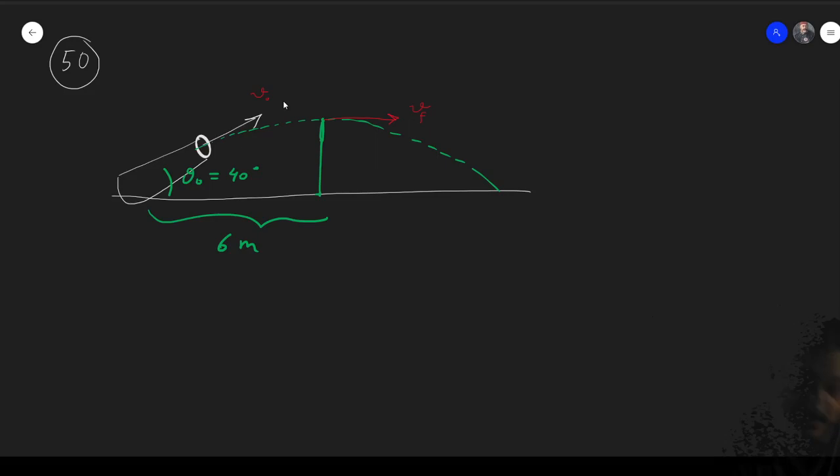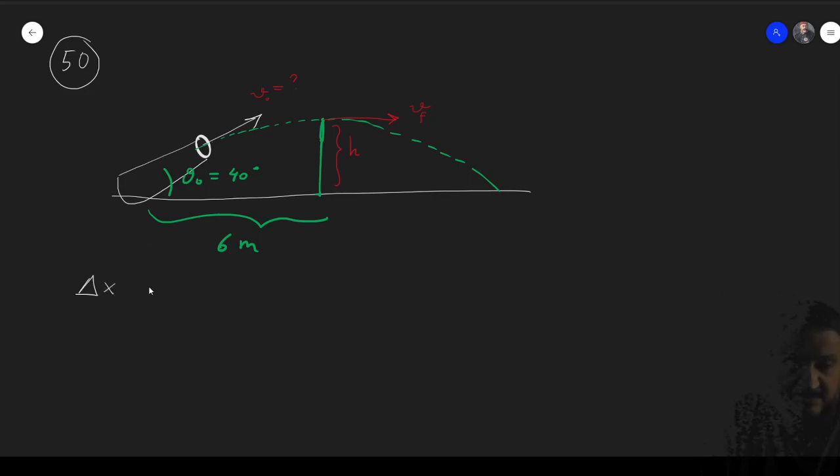That's when theta naught is 40 degrees. What is the muzzle speed of the cannon and how high is the net? So find the muzzle speed and find this height, which I'm going to call h. Alright, so where do I start? I have 6 formulas. The answer is simple. There is a number given to you, 6 meters, and there's only one equation among the 6 that has delta x in it. That's the first equation, which means we have to use it.